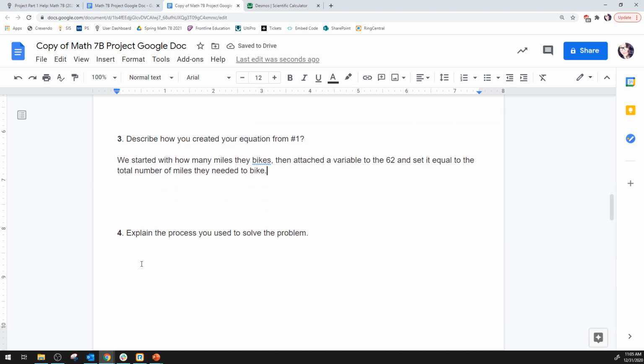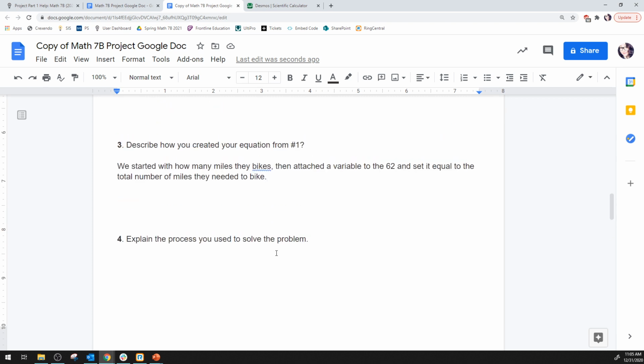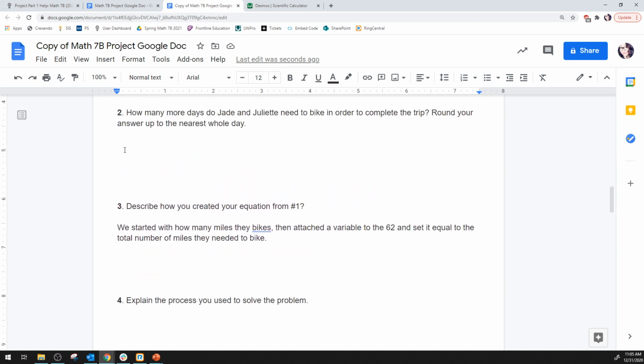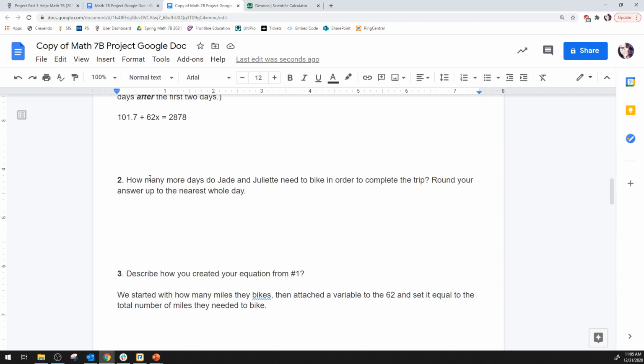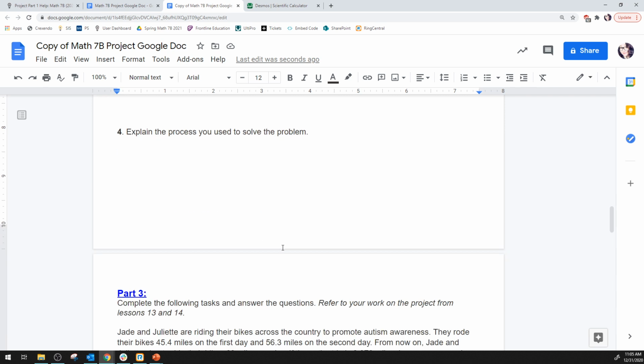And then part number 4 says to explain the process that you used to solve the problem. Again, when you're explaining the process you used to solve the problem, that's explaining how you answered this question up here for number 2. So again, in number 2, all you're doing is solving this equation here for x. And in 4, you're explaining how you do that. So it could be something like, I subtracted the 101.7 from both sides, and then I divided those 2 numbers by 62 to get x by itself. Something like that. And that is it.